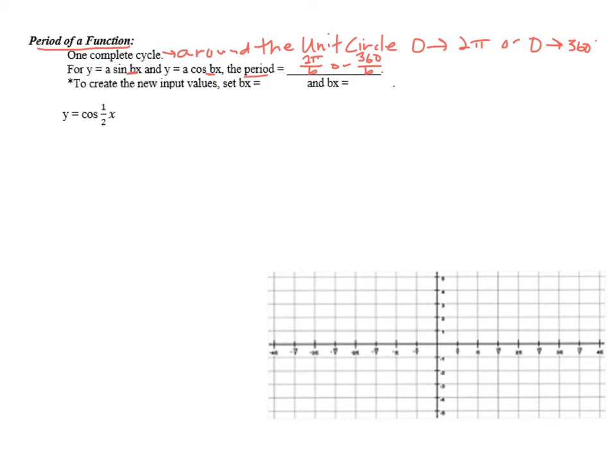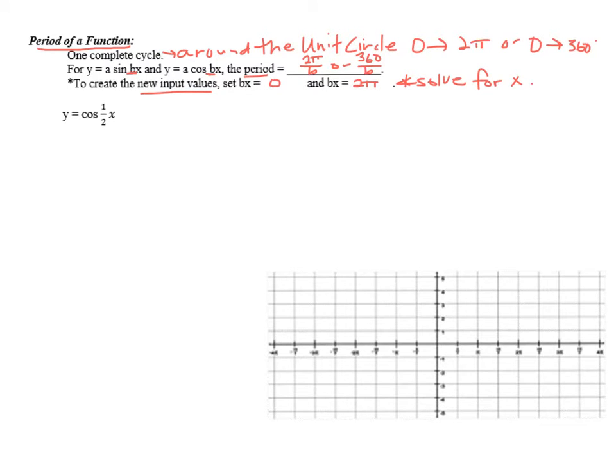To determine what your new input values are, we have to do a little bit of detective work on this. We'll first set bx equal to 0, and then we'll set it equal to 2 pi. And then we'll solve for x, and that will tell us our new start point and our new end point. All right, let's try a couple.